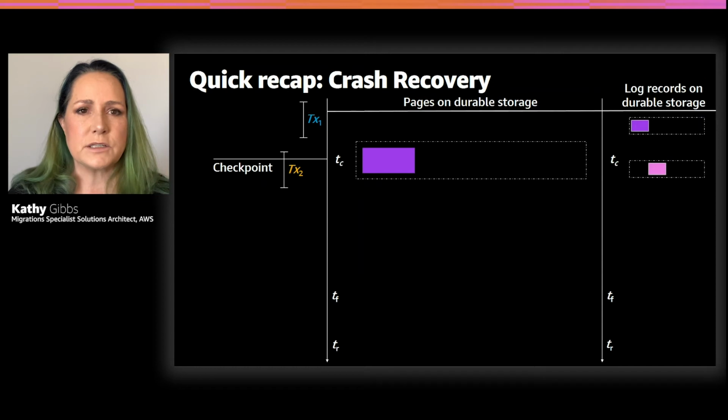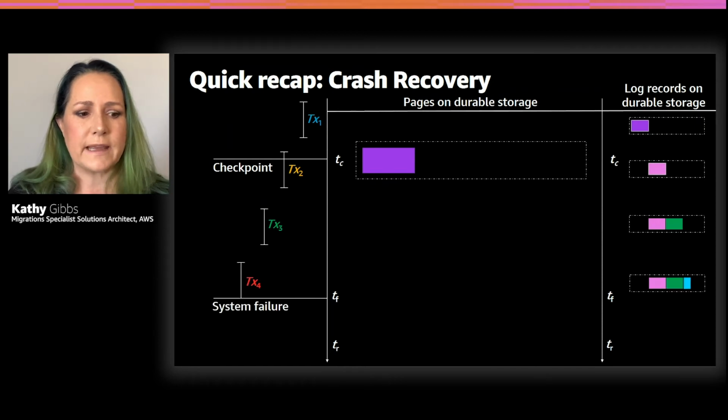So I've got my second transaction, it starts and then it commits after the checkpoint. So my quote unquote checkpoint, or when data is put on durable storage, I've got it there, but I also have a log because that transaction isn't committed yet. Then I've got my third transaction. We can see this is over in green. And then I have my fourth. That's where my system failure is.